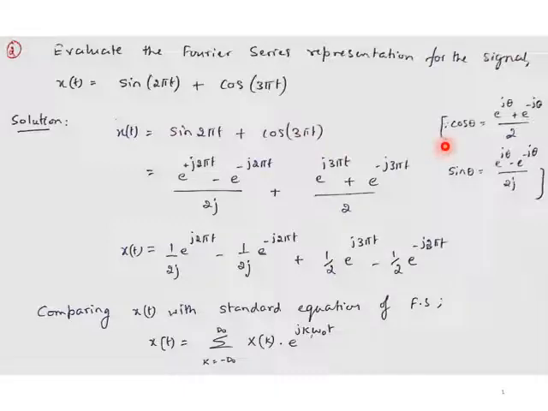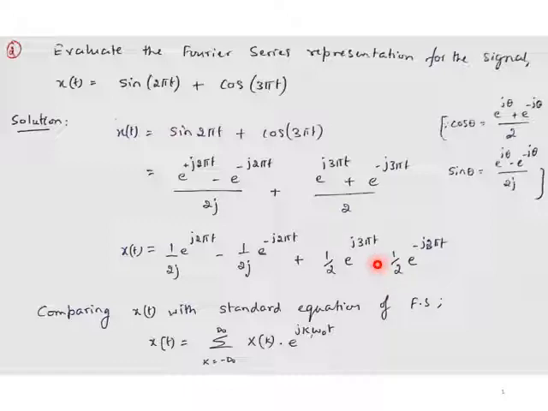The same thing we can implement for sine 2 pi t and cos 3 pi t. If I substitute this condition, I can write sine 2 pi t as e to the power j 2 pi t minus e to the power minus j 2 pi t, divided by 2j, plus for cos 3 pi t I can write e to the power j 3 pi t plus e to the power minus j 3 pi t, divided by 2. I just used these equations. With respect to that, I rearrange and write 1 by 2j e to the power j 2 pi t, minus 1 by 2j e to the power minus j 2 pi t, plus the second set of terms is half e to the power j 3 pi t.